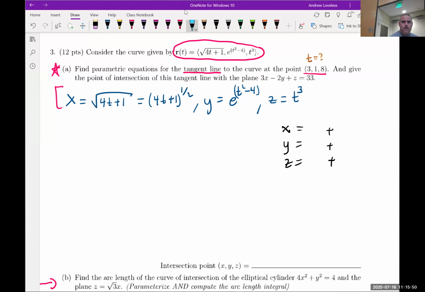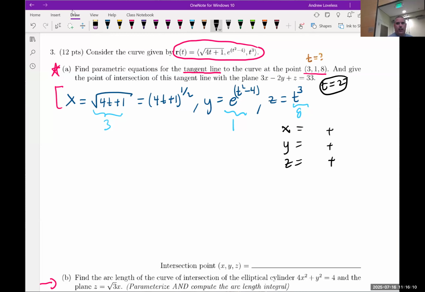What do you get? 2. So you found that this was 3, this needed to be 1, and this needed to be 8. You figure out which one of those you'd like to solve, and you hope that the others match. I think this is probably the easiest to solve. The cube root of 8 is 2.